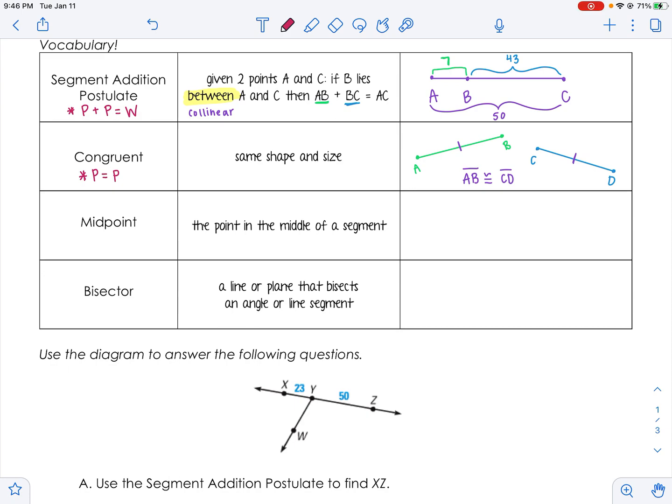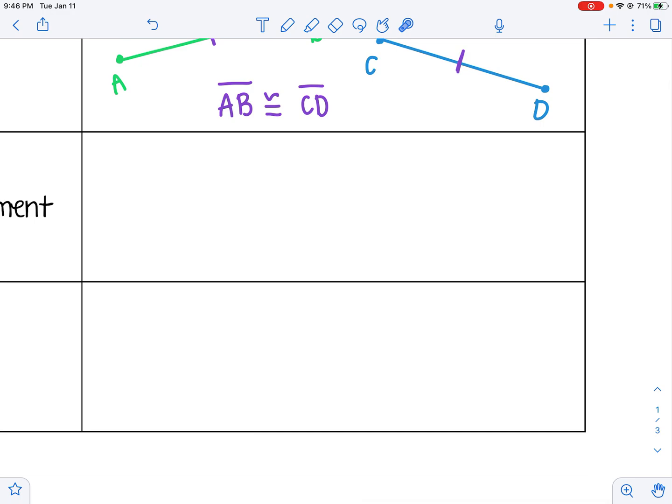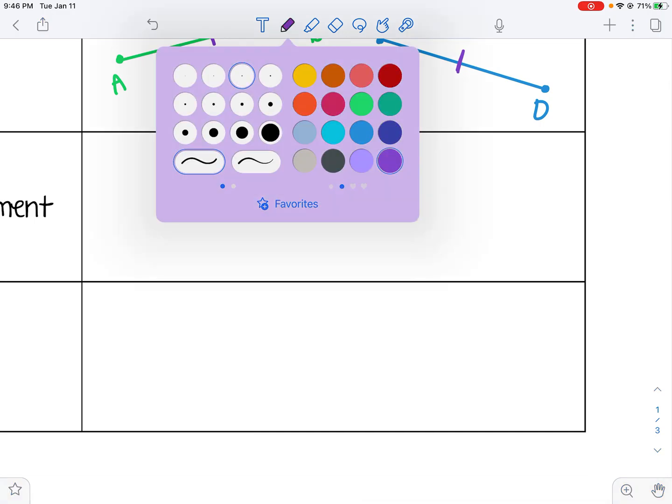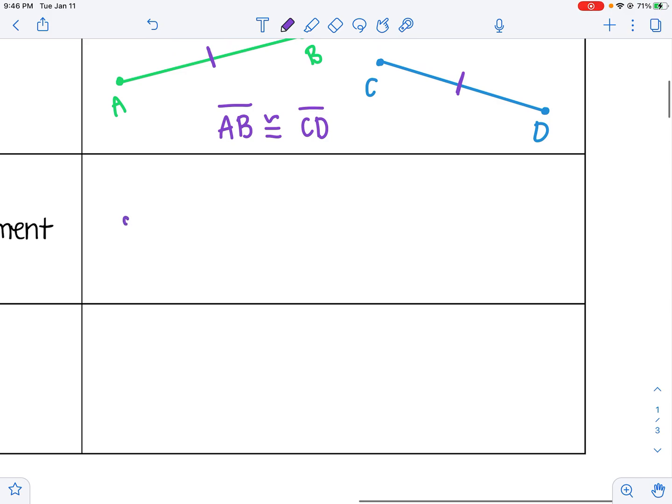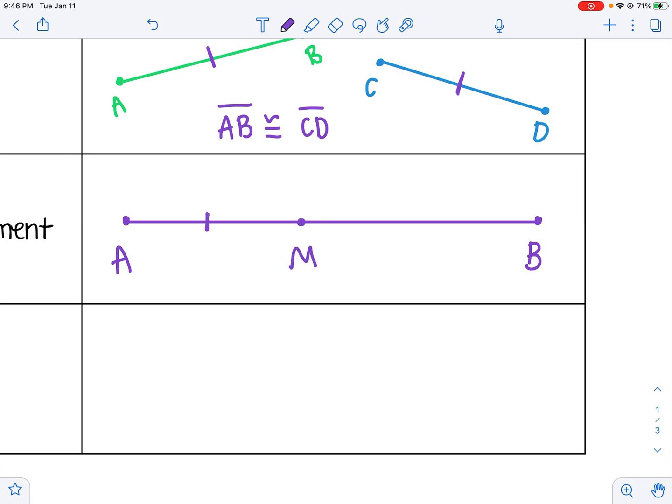Now the midpoint is just what it sounds like. It's the point that's in the middle of a segment. So instead of having two different segments that happen to be congruent, we could have one big segment that we cut in half. So I'm going to go ahead and draw segment AB again. Make it a little bit longer this time. And then I'm going to put this point right here, M, and put ticks on either side.